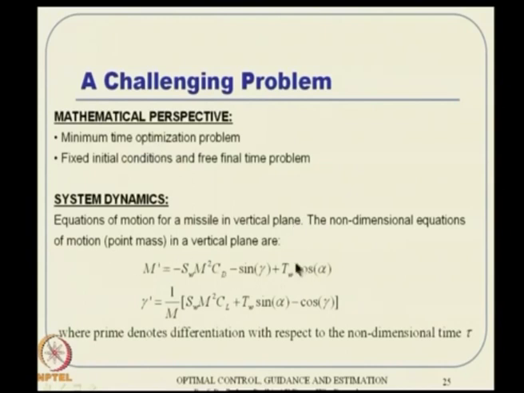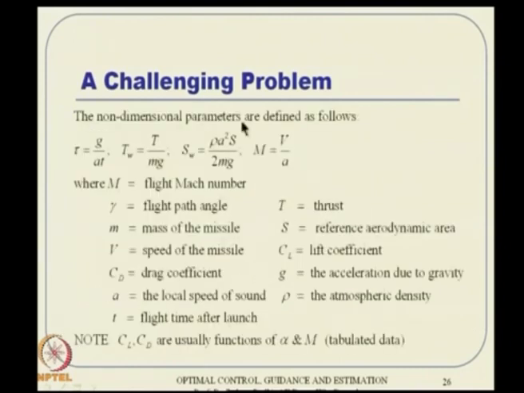Now, the system dynamics associated with that is given like this, where I assume some of you will have an appreciation of aerospace problems. M is the Mach number, gamma is the flight path angle, alpha is the angle of attack, and TW is thrust, and so on. This is also in a normalized form, and the various variables are given like this. So, the system dynamics is already in normalized form.